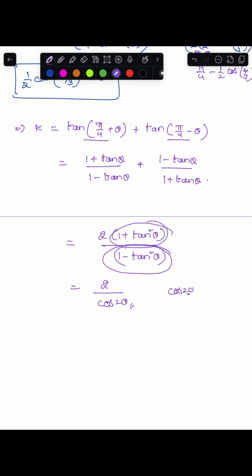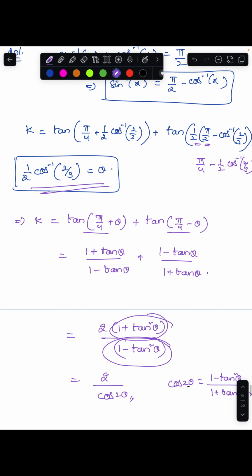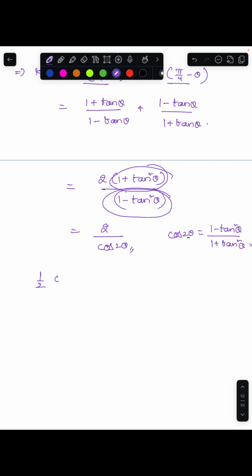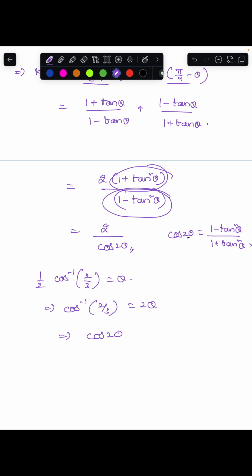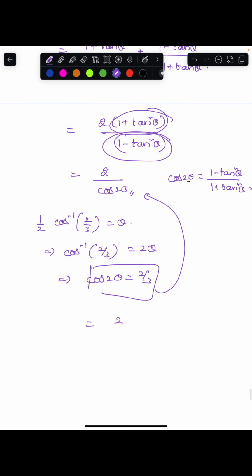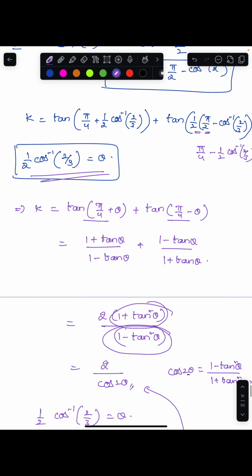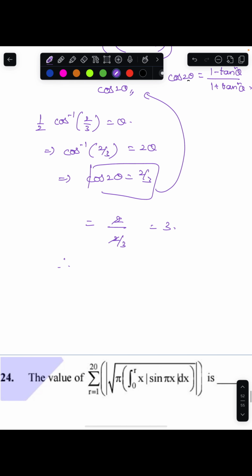Because cos 2 theta is (1 minus tan square theta) by (1 plus tan square theta), right? So here we have already taken half cos inverse 2 by 3, that is, cos inverse 2 by 3 as 2 theta. So I can say cos 2 theta is 2 by 3. Just substitute over here. So I will be getting 2 by 3. So I'm getting 3, which is the value of k. Therefore the k value is 3.